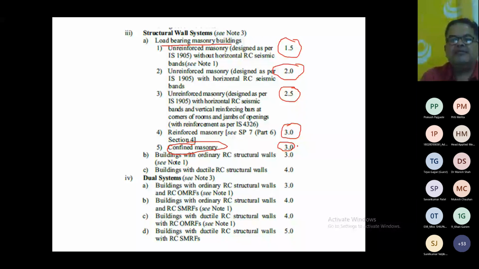So suppose you are designing unreinforced masonry without bands, and you are designing a confined masonry, then the difference between the force is almost 100%, right? You are designing confined masonry for 100 kilonewton, and for the same building, if you go for unreinforced masonry without horizontal RC seismic band, you have to design for 200 kilonewton, right? So this you have to understand.